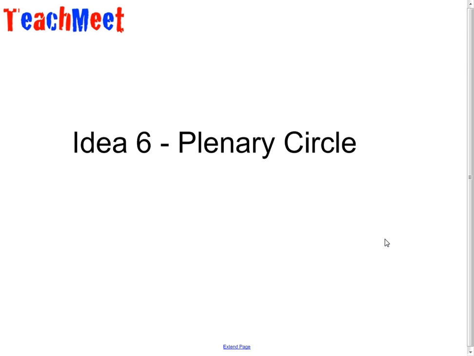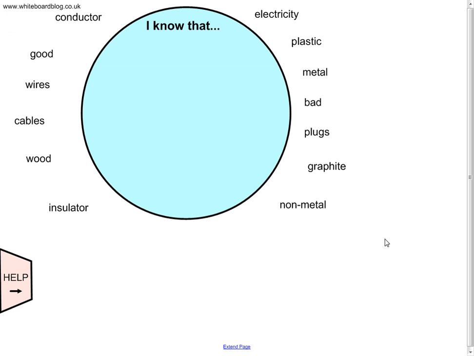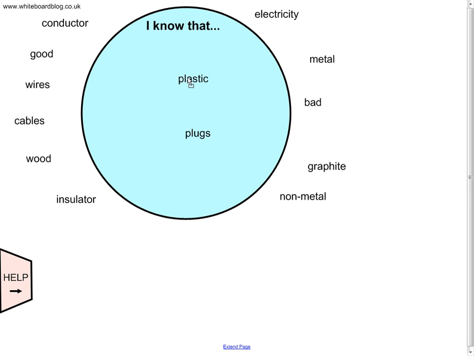And then final idea, I've got 1 minute left. Plenary circle. Just a very simple way of getting students to summarise what they've remembered from a lesson. So I know that one thing they've learned. So it could be that I know that metal is a good conductor. It might be that I know that non-metals are insulators. I know that plugs are made of plastic. I know that cables need to be made of metal, or whatever.